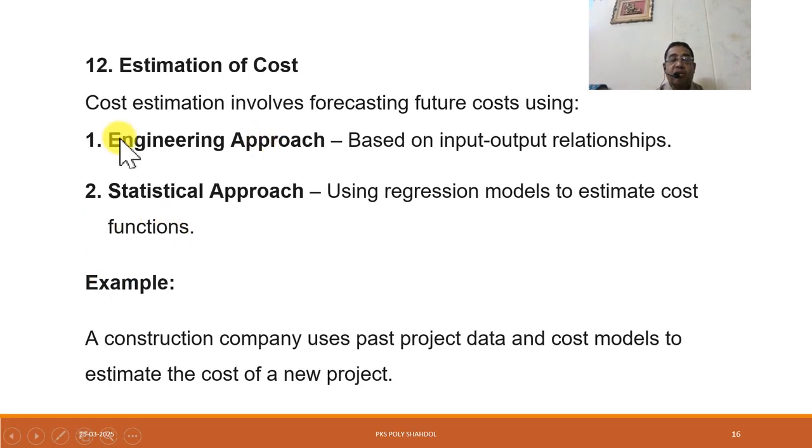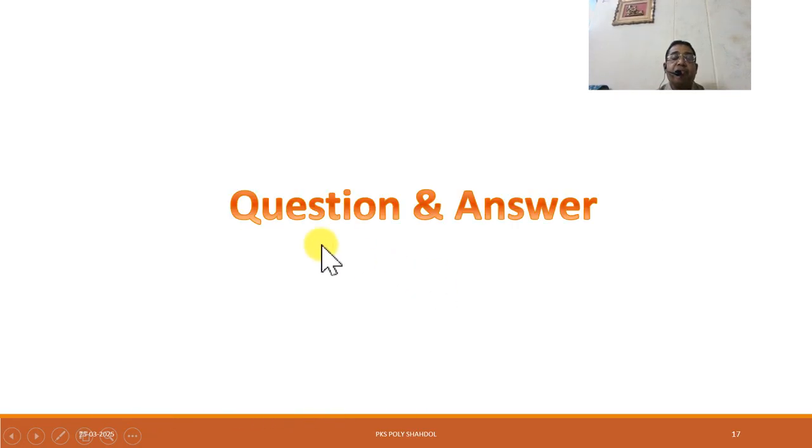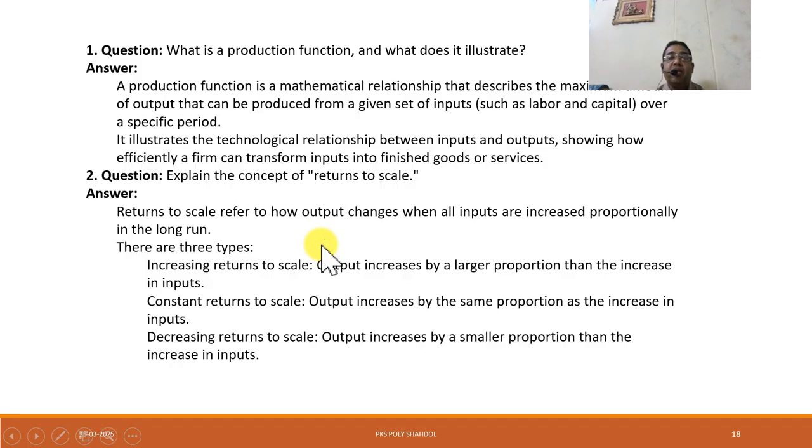Estimation of cost, twelfth topic. Cost estimation involves forecasting future cost using an engineering approach based on input output relationships, and a statistical approach using regression models to estimate the cost function. For example, a construction company uses past project data and cost models to estimate the cost of a new project. Okay, now taking some questions and answers so that you are aware of this topic.